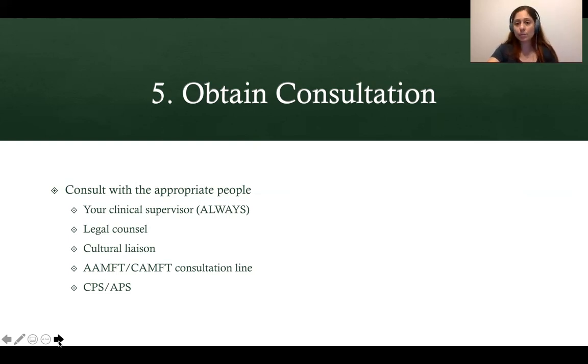So consult with the appropriate people. As trainees, always clinical supervisor. If you have an ethical dilemma, consult with your clinical supervisor. If it's a legal issue, perhaps you're going to consult with legal counsel. If it's a cultural issue, there are cultural liaisons you can turn to. There are books perhaps you can read. If it's an ethical issue or potentially a legal issue, AMPT and CAMPT have consultation lines that you have access to with your membership. And then if it's a reporting issue, perhaps you're going to consult with CPS or APS.